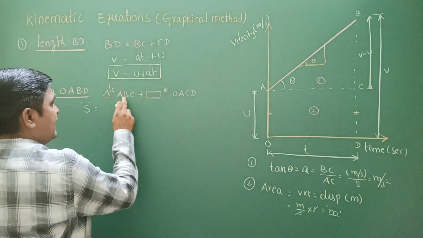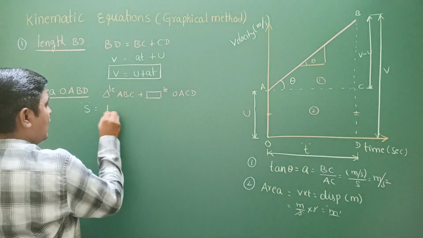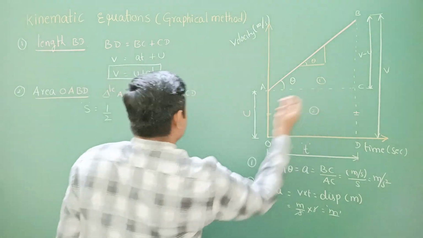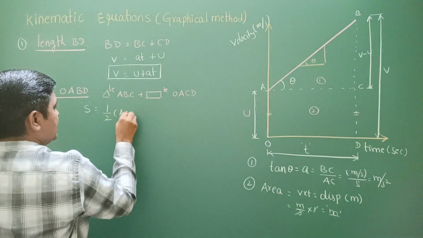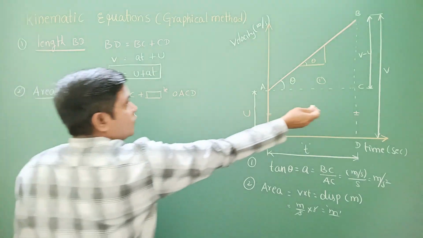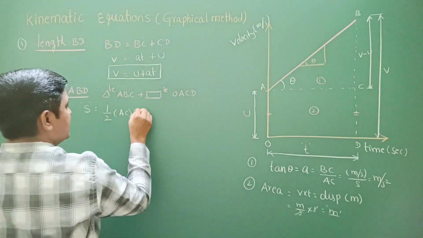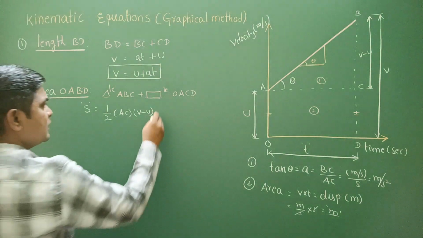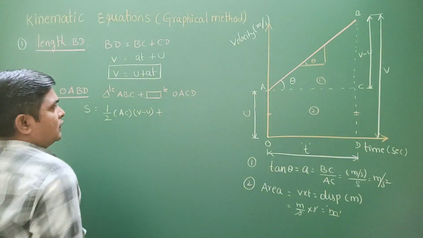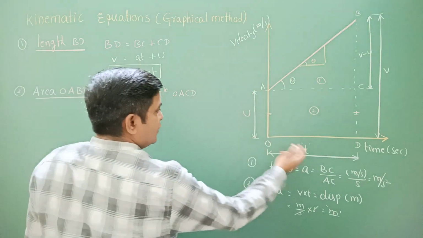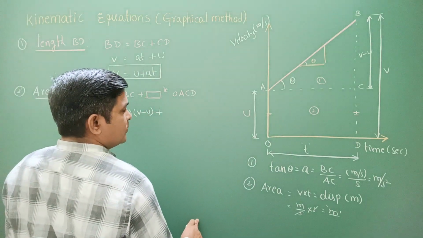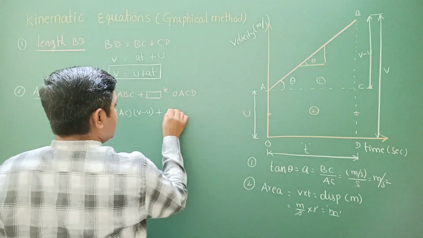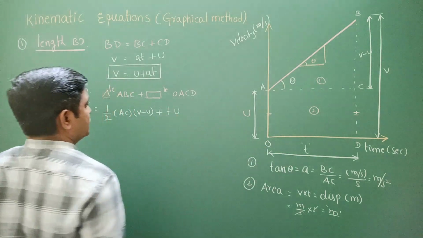And triangle ABC, triangle area is half into base into height. What is the base? AC. Half into base into height. Height for that triangle is nothing but V minus U. Plus what is that? Rectangle area, length into breadth. So what is going to be the length? Here it is T, you are going to take, and the other one is U.